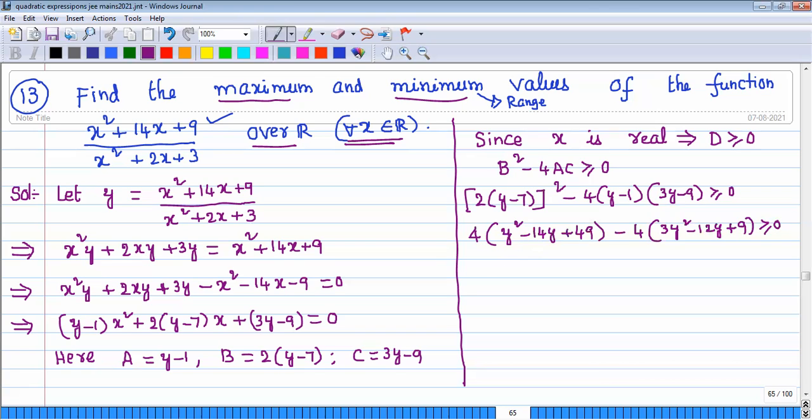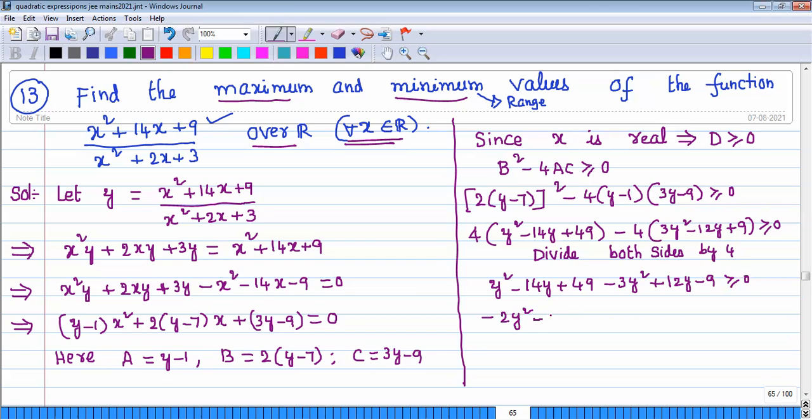Divide both sides by 4. So the inequality symbol will not change because 4 is a positive number. So y square minus 14y plus 49 minus 3y square plus 12y minus 9 greater than or equal to 0. Still, it can be further simplified: minus 2y square minus 2y plus 40 greater than or equal to 0.